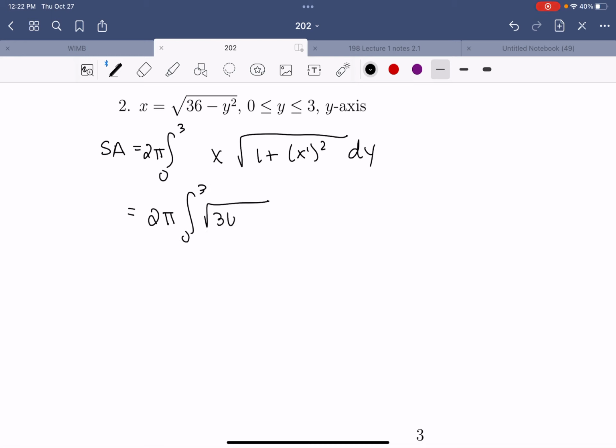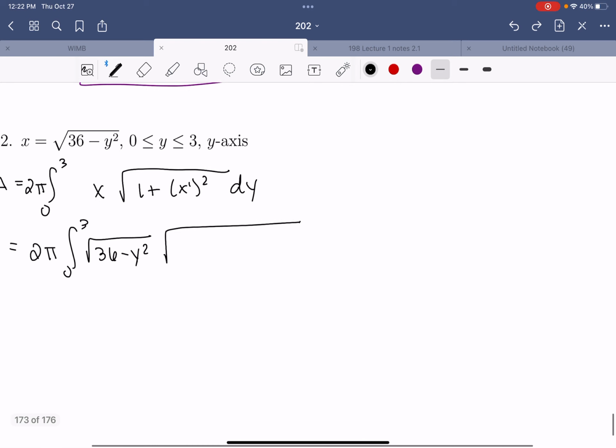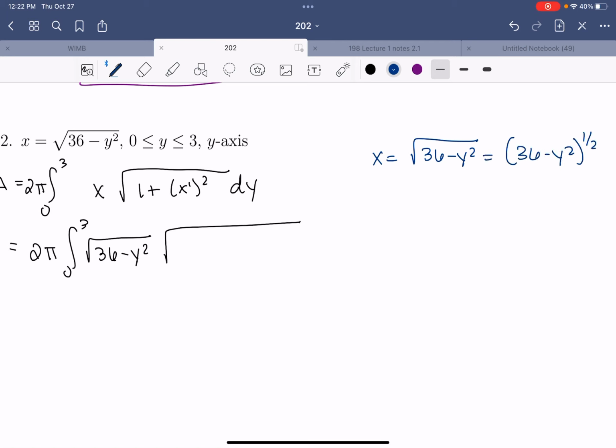This is the square root of 36 minus y squared, because that's our x equals function, times the square root of 1 plus something, right? Let's go figure out what that something's going to be. We have x is equal to the square root of 36 minus y squared. That's 36 minus y squared to the 1/2. When you take its derivative, you get 1/2 times 36 minus y squared to the negative 1/2 times negative 2y. The 2 and the 1/2 cancel, and you get negative y over 36 minus y squared to the 1/2.